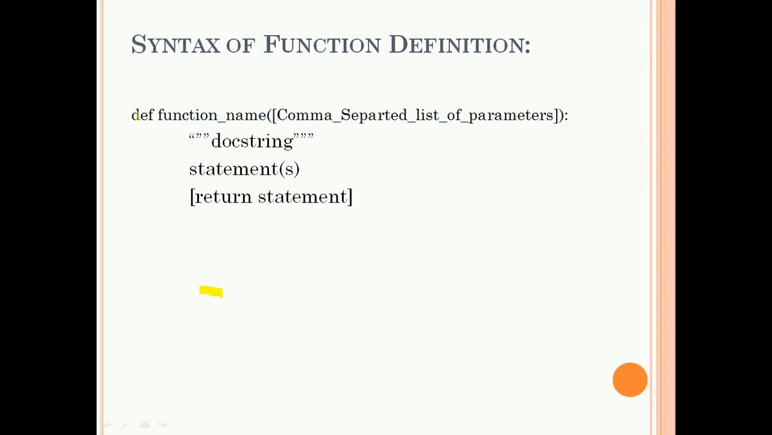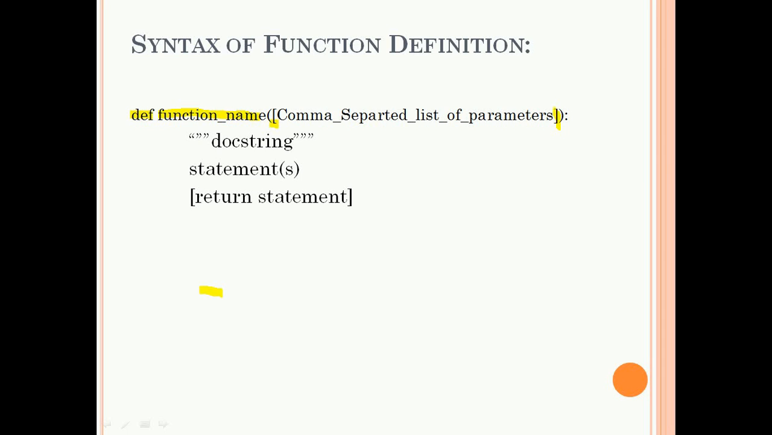First of all, we must write the def keyword to define a function, then the function name, then within parentheses we must write the comma separated list of parameters. And you can see that I have written this comma separated list of parameters within square brackets. Whatever is written inside square brackets is optional. According to the definition, a function can have 0, 1 or more inputs.